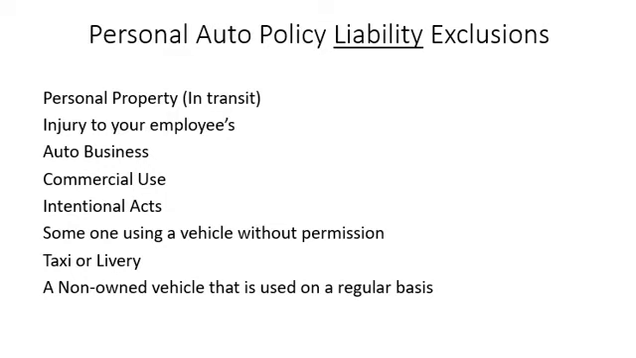Intentional acts. That one's easy because if you intentionally run over your ex-girlfriend or ex-boyfriend, your liability insurance is not going to cover it, so don't do it. Someone using a vehicle without permission is not covered under your liability section of your personal auto policy. Taxi or livery services are not covered. Basically, transporting people for a fee is not going to be covered under your personal auto policy. A non-owned vehicle that is used on a regular basis is not covered.